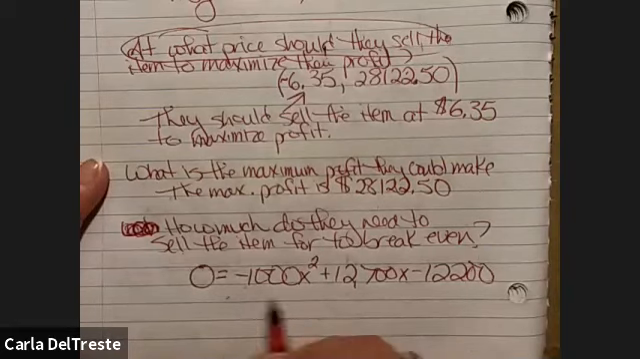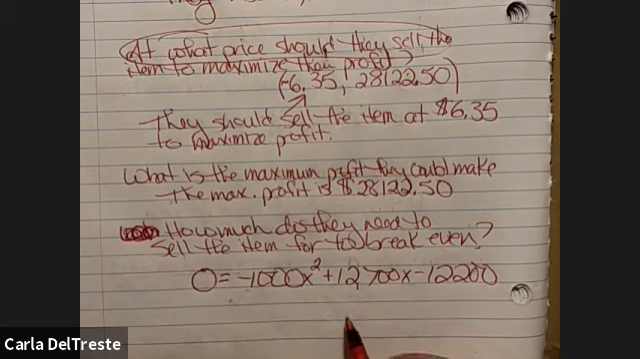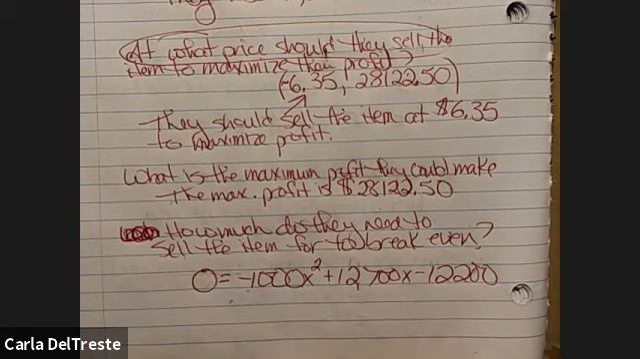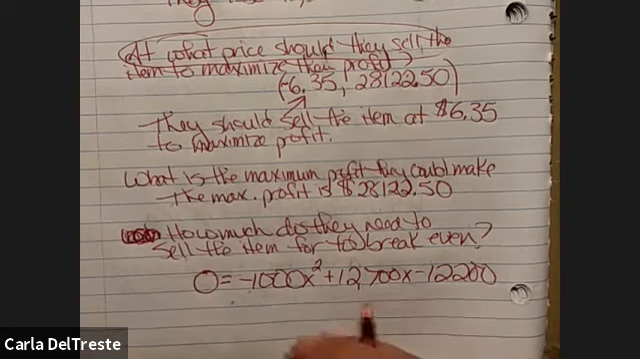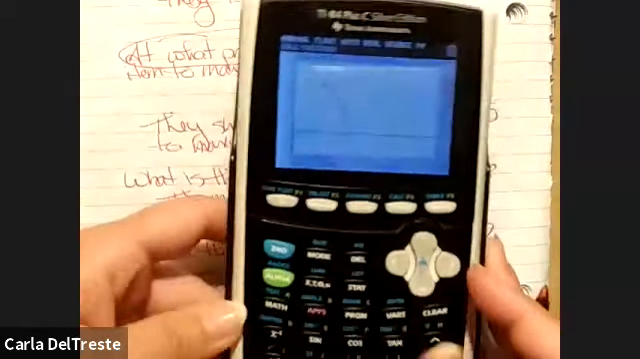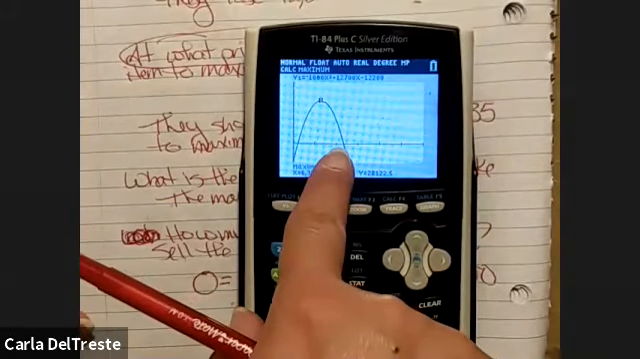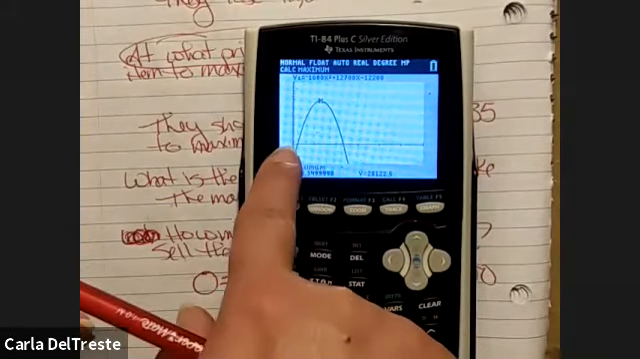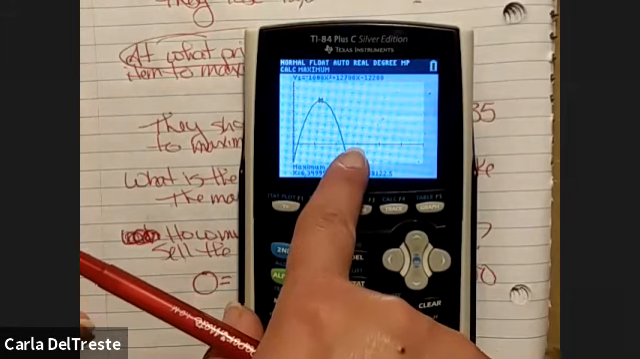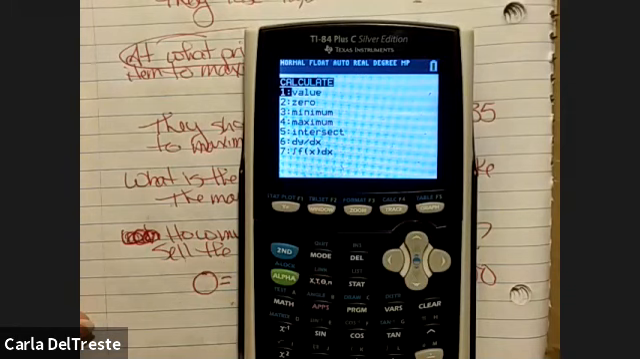I am not going to try to solve this by hand using the quadratic formula. I could, and you should be able to. If you want to check your work, obviously do both: do the algebra with the quadratic formula and use your calculator. So we have it already in here. I want to know when they break even. There's two places where they break even, so I need to find both of them.